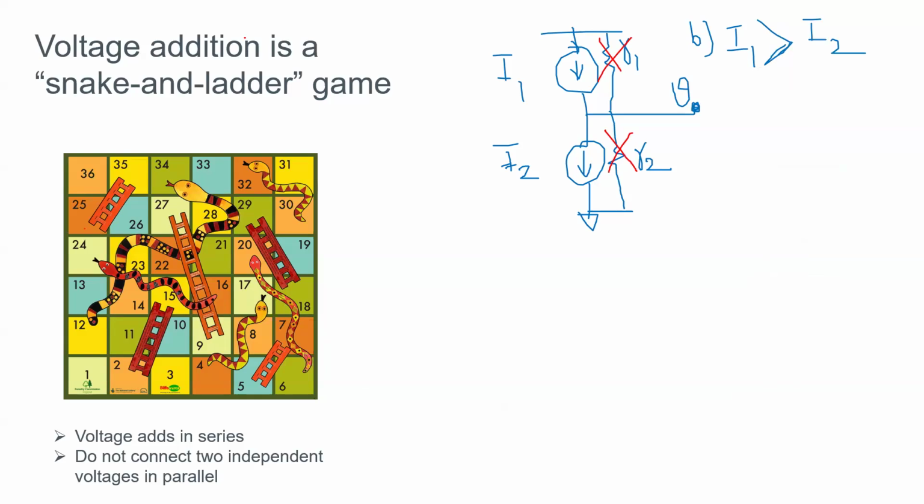So if I1 is greater than I2, what happens to VO? For a minute, there is no R1, there is no R2, right? Ideal sources, so very high output impedance. R1 and R2 are infinity for an ideal current source. I1 minus I2 will violate Kirchhoff's current law, right? Something gets violated.